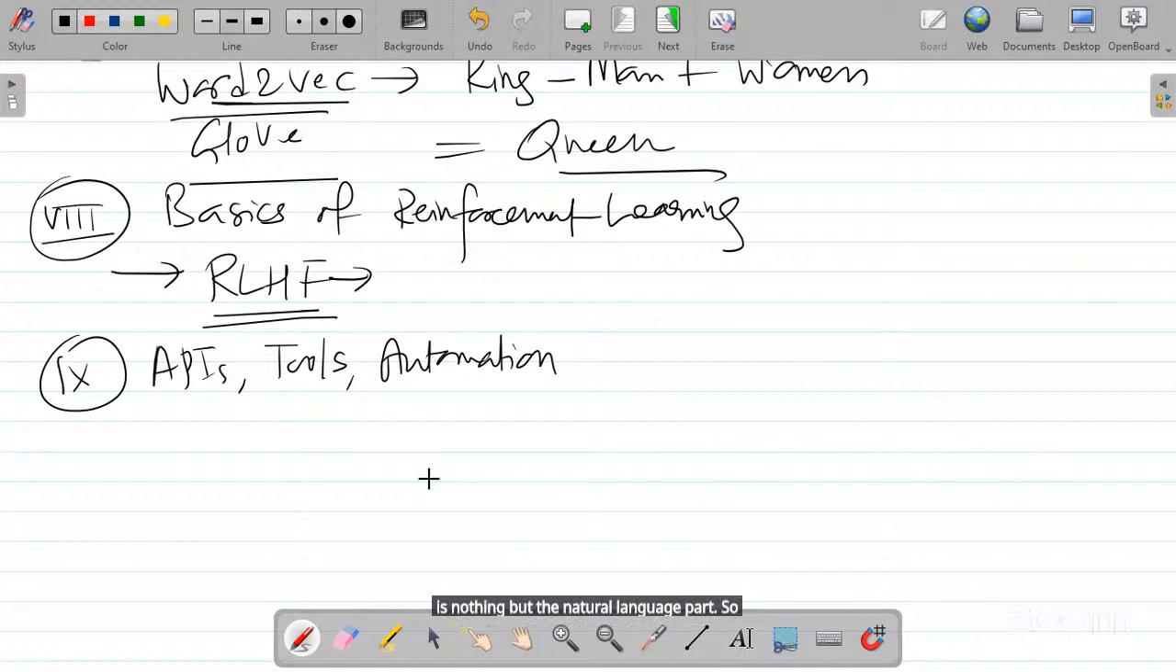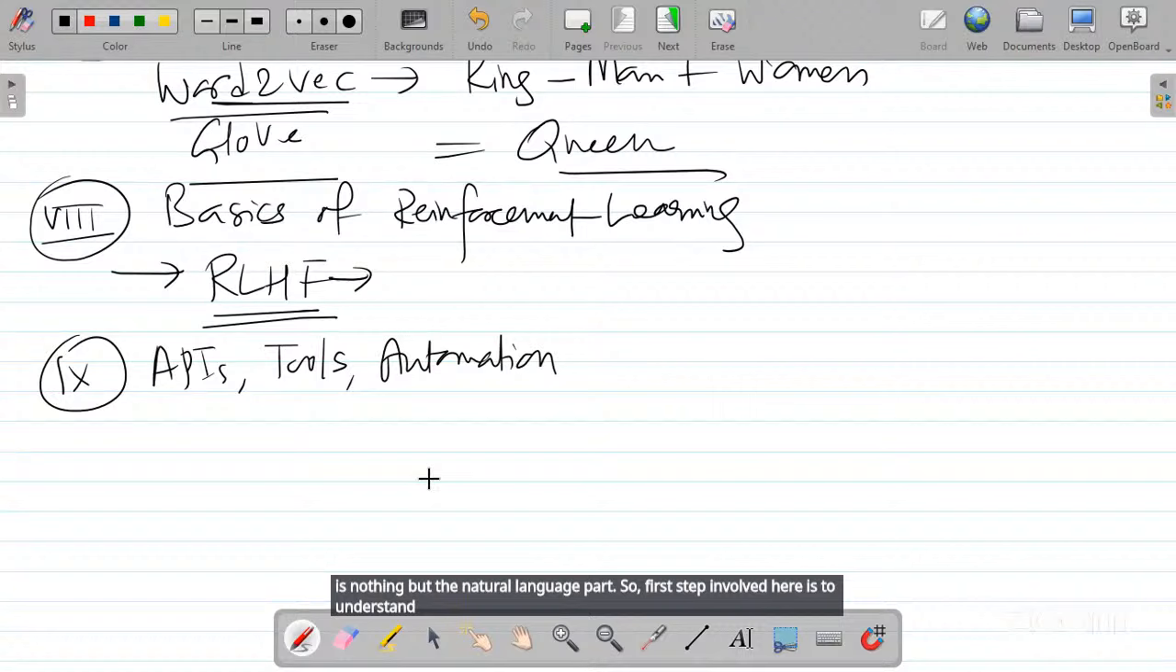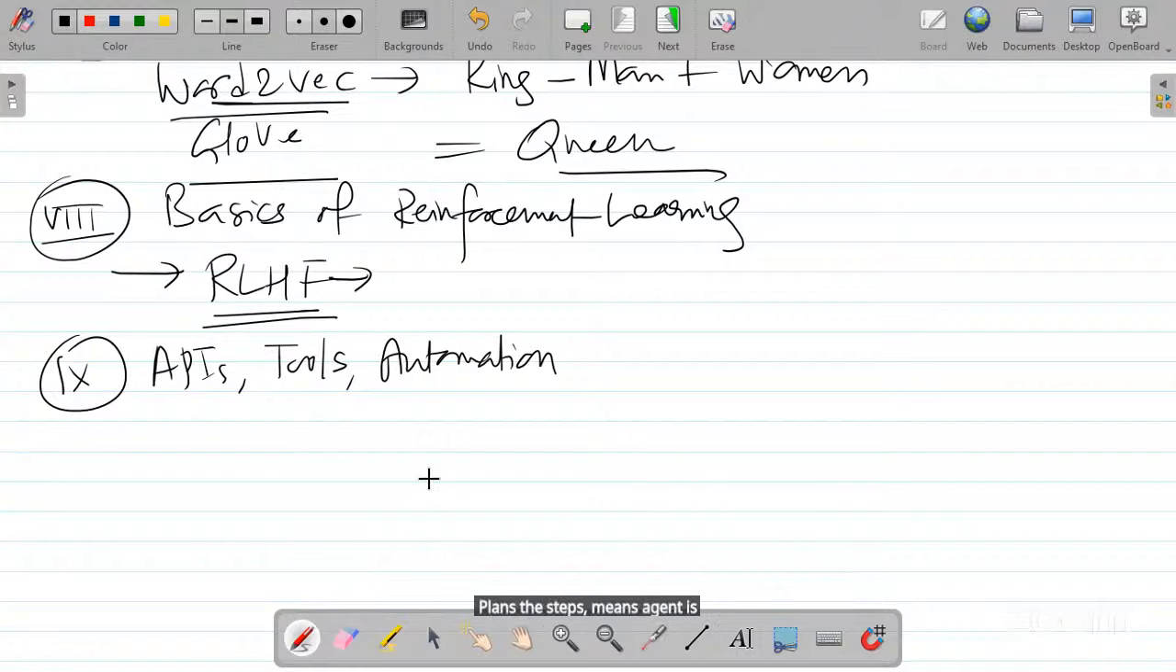So understanding the task, here the concept of NLP comes, natural language processing, because whatever the instruction I have given is nothing but the natural language part. So first step involved here is to understand the task. Second, plan the steps, means the agent is going to perform reasoning here, that first I have to book a flight, then I have to create a calendar event, and then send a reminder. So to perform the respective tasks, he is going to call the APIs based on the respective backend work we have done on the API.